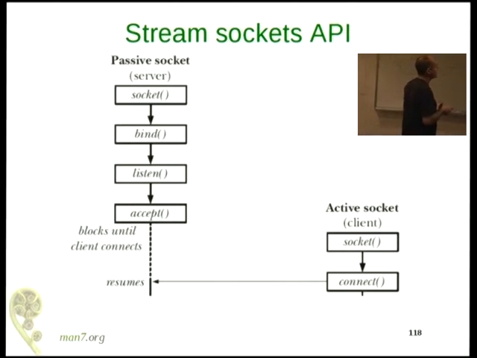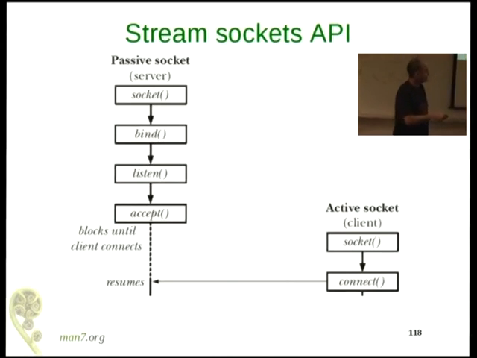And then accept says I want to accept a connection. So commonly you'd have an application that performs an accept in a loop if it wants to deal with multiple clients. It will do an accept to accept one connection, do all the I/O on that connection perhaps, and then go around the loop again to accept the next connection.